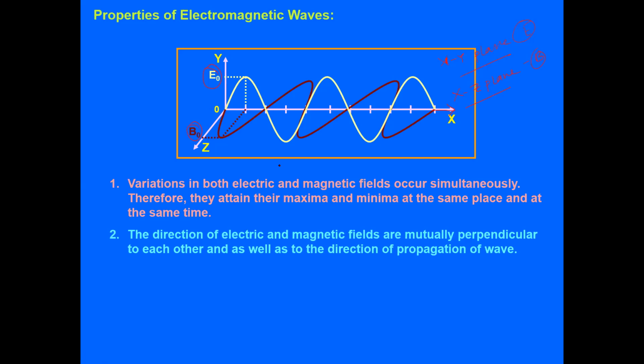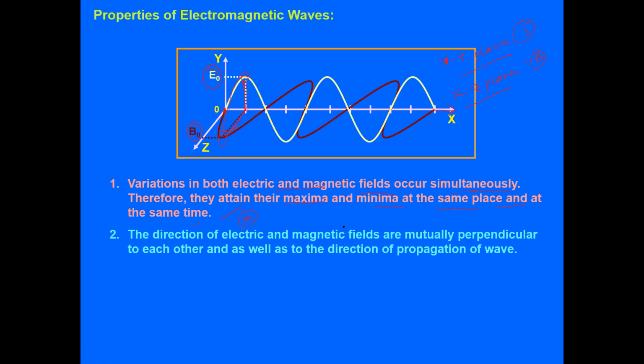So variation in both electric and magnetic field occurs simultaneously. When electric field increases, magnetic field also increases. They both reach the maximum value simultaneously and the minimum simultaneously. So the variations of both electric and magnetic fields occur simultaneously. Therefore, they attain their maxima and minima at the same place and at the same time. So this is a very important thing.